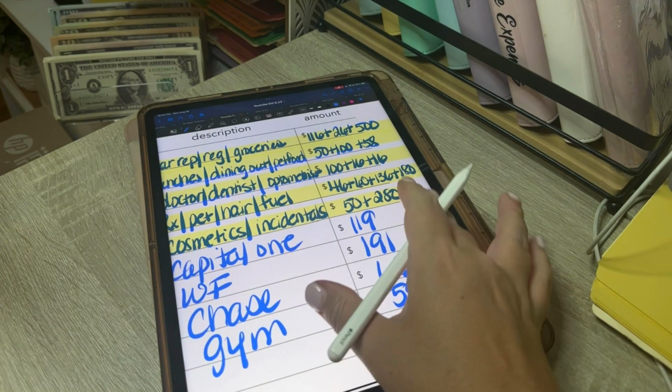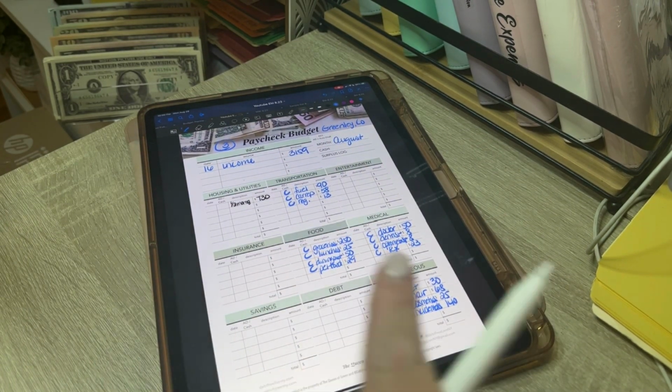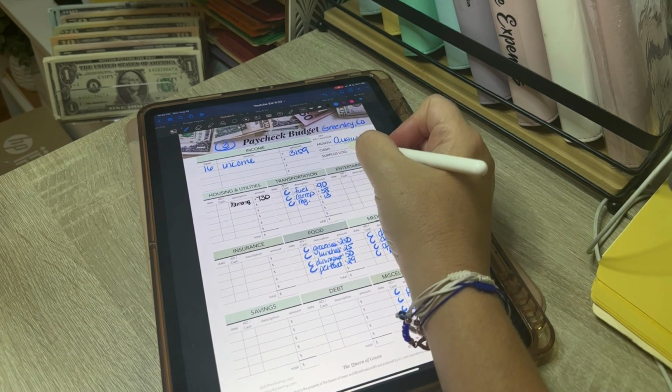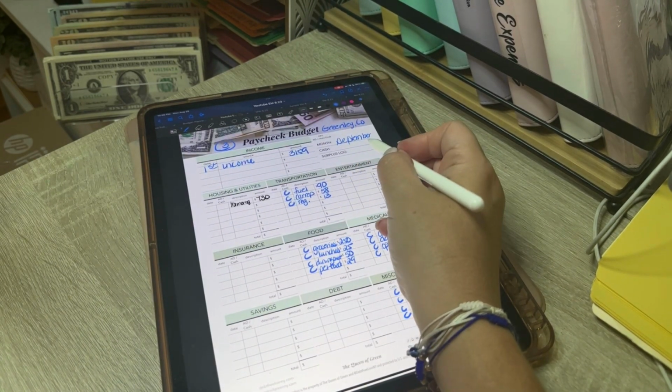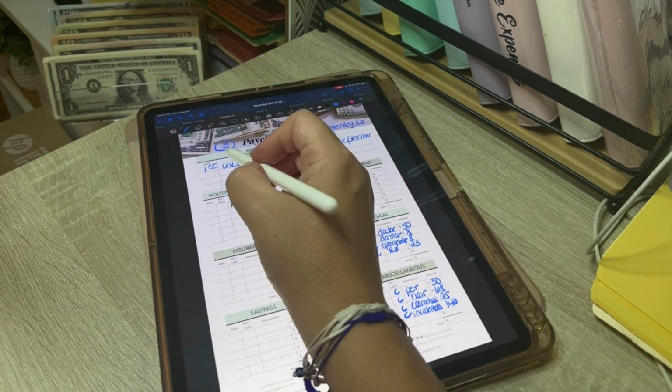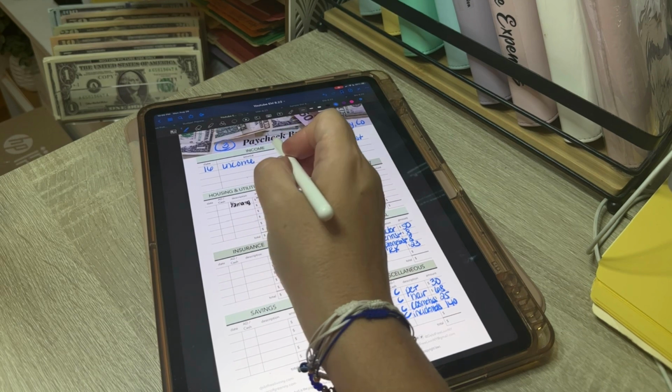What's important here to note is it does not matter that one half of the month is August and the other half is September. It doesn't matter. What's most important is we're doing a paycheck budget, so you're going based on your paychecks.